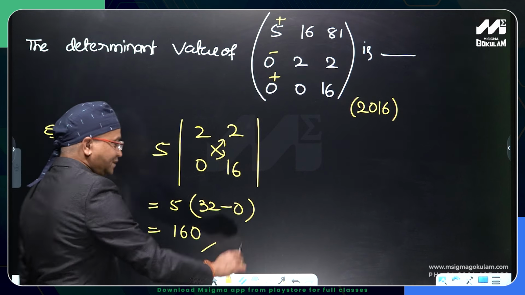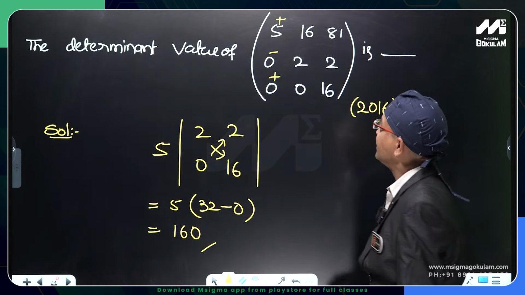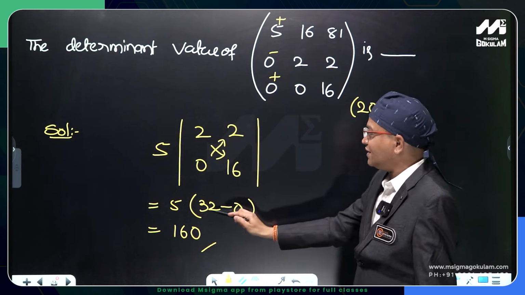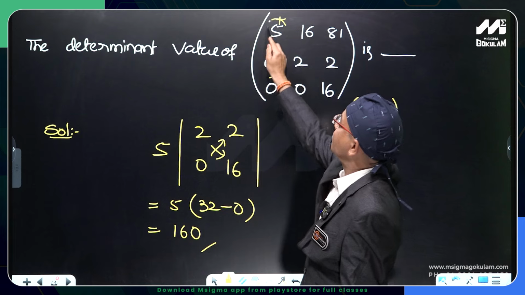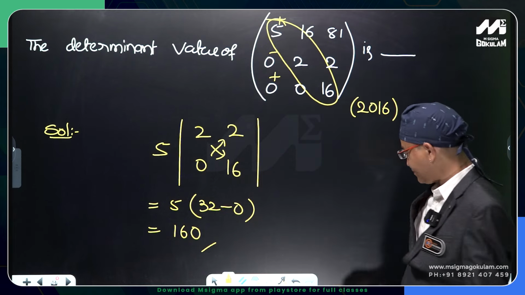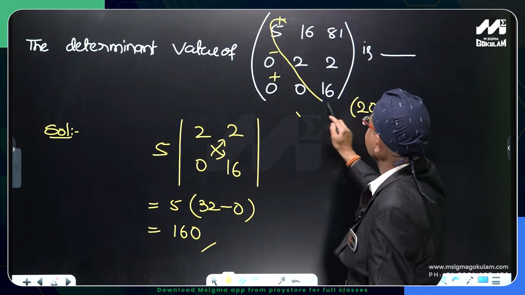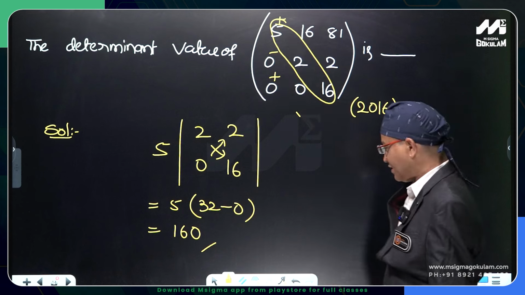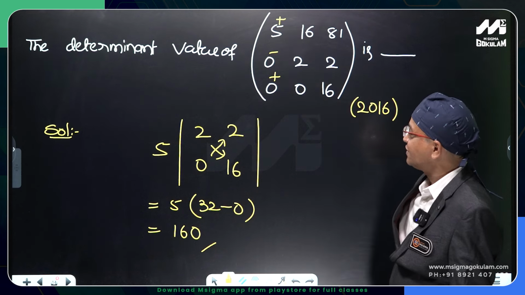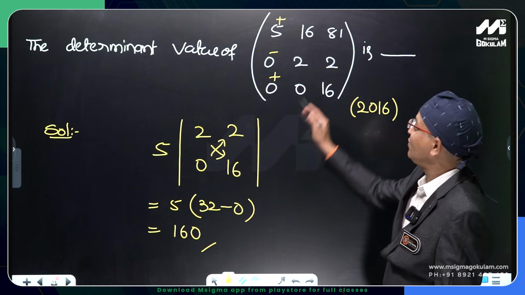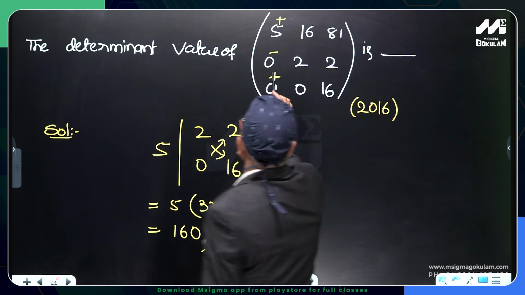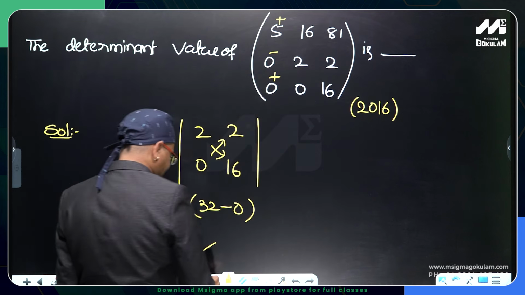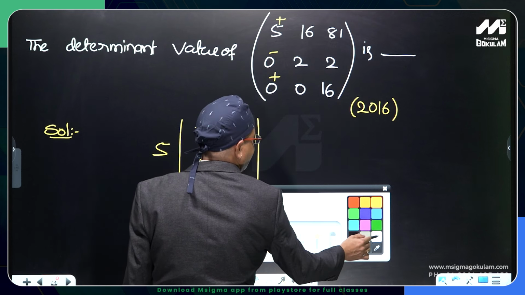You know this 160, how it is coming? If you observe carefully, this 5, here 2, here 16, 2 into 16 only that 32 into 5. That means product of these three numbers only. If you observe carefully, this 32, how do you get 2 into 16? Into 5, we are multiplying. Accordingly, it is coming. Are you getting my point? So, if it is upper triangular matrix, then simply determinant value 5 into 2 into 16 here. That means product of principal diagonal elements. That is what I mentioned. One point.